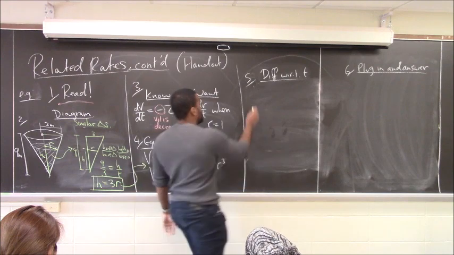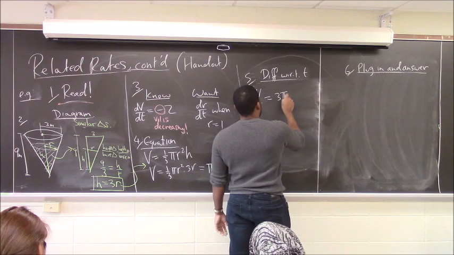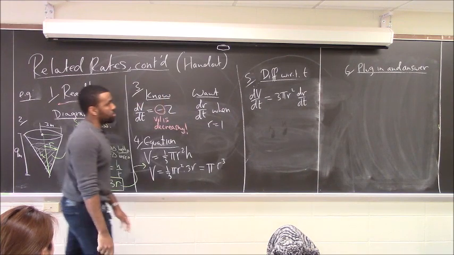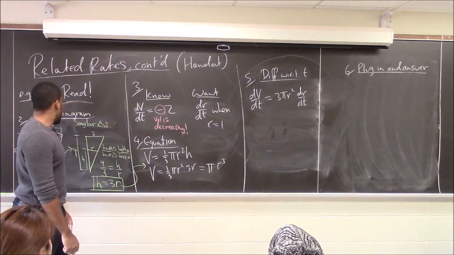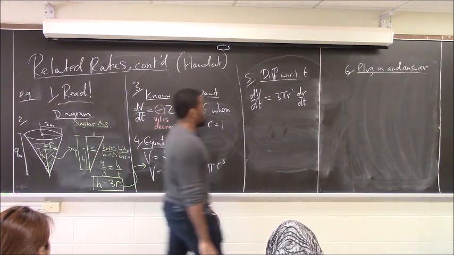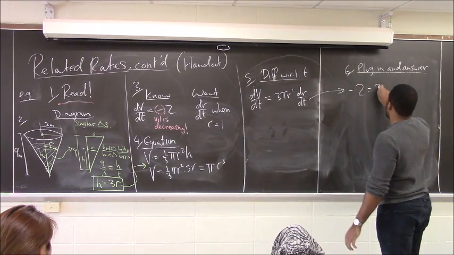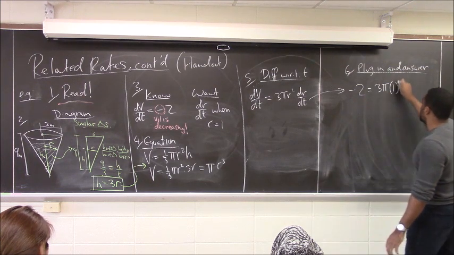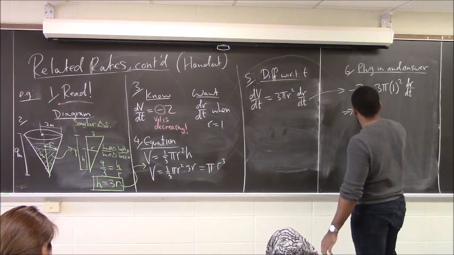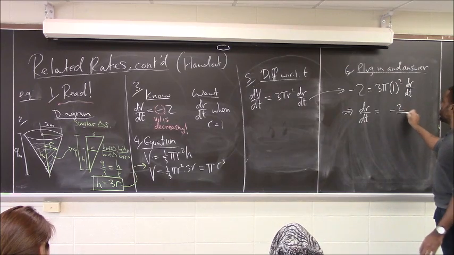At this point you differentiate with respect to t. So this is 3 pi r squared dr dt. So that's the derivative, and at this point, we pretty much have everything we need. We're just going to plug in. dv dt is minus 2. 3 pi times r, we know is 1, times dr dt. And so I can solve for dr dt here. I get minus 2 over 3 pi.